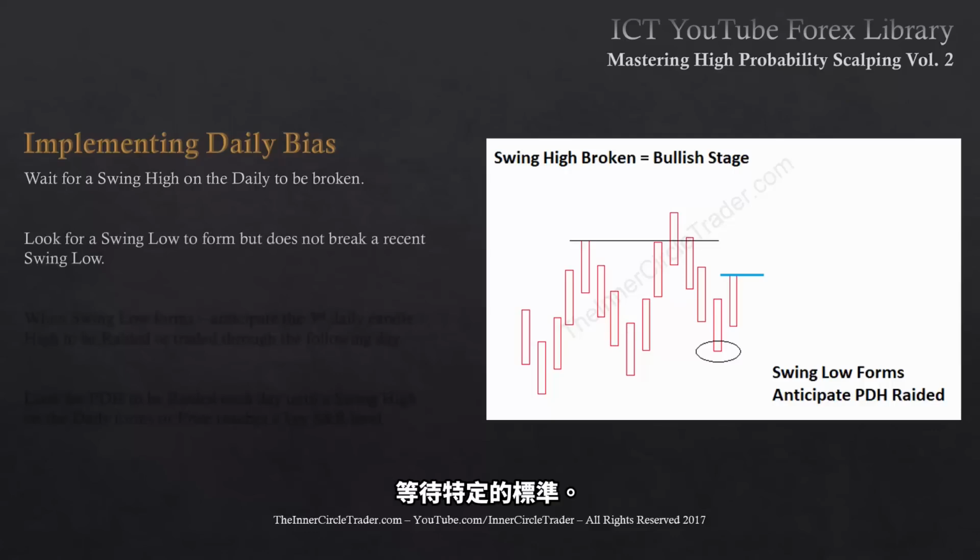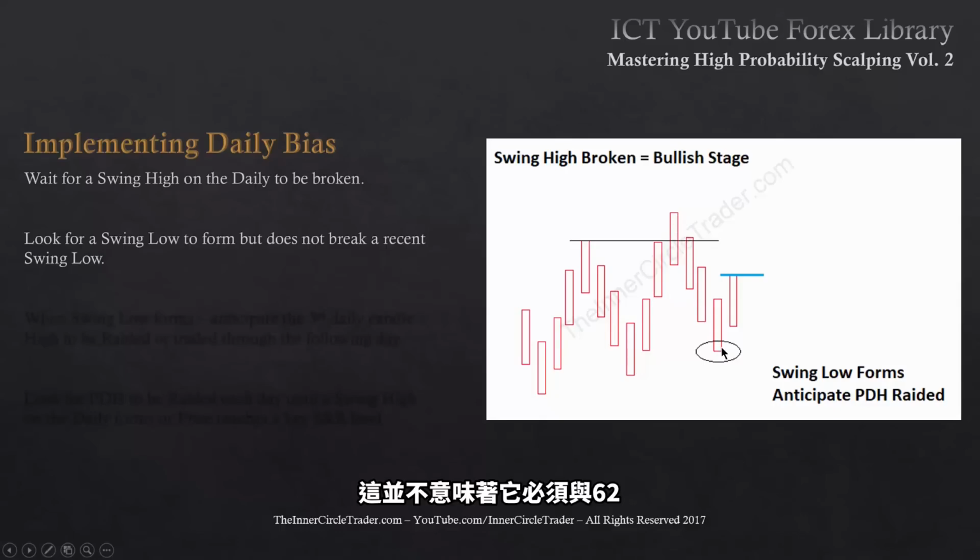The criteria is going to be looking for a swing low to form down here. A swing low again is a candle that has a higher low to the left of it and a higher low to the right of it, again on the daily chart. Key point here is this swing low should not take out a previous recent swing low. So if we have this criteria immediately after a swing high is broken, we have the probable optimal trade entry scenario by itself on a daily chart.